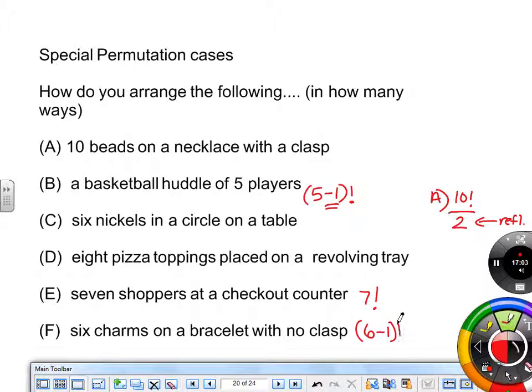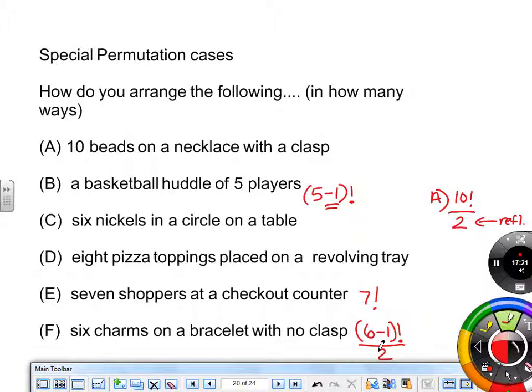So that part is true. It doesn't have a distinct beginning, so we have to do that. But there's also something we're missing. It's a bracelet. Okay? What happened with our other bracelet? It was reflective, right? You could just flip it over and see them in a different order. So divide that option by 2.